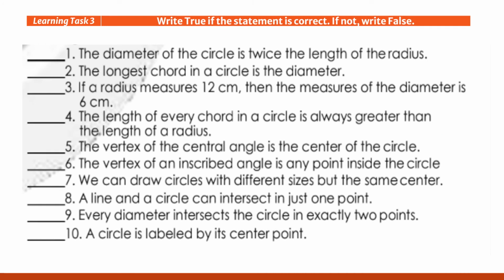Learning task 3, write true if the statement is correct. If not, write false. The diameter of the circle is twice the length of the radius. Sabi natin kanina, 2 times the radius is equivalent to a diameter. Ibig sabihin, this is what? True. Okay? Tama ano? The diameter is twice the length of the radius.